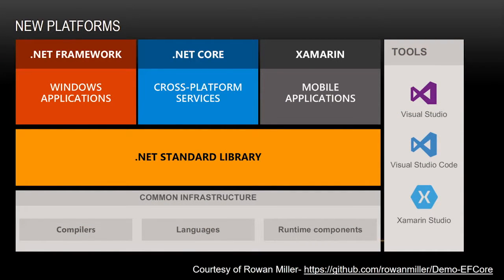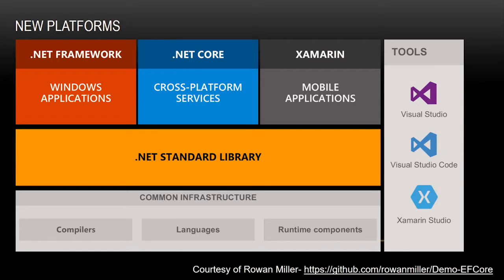No talk would be complete without the birthday cake architecture diagram. So we have one here. You've probably seen this a million times. You'll see it again. We've got the infrastructure libraries across the bottom, the .NET Standard Library in the middle, and then the different frameworks across the top and the tooling on the right.